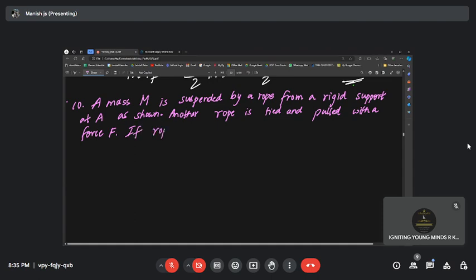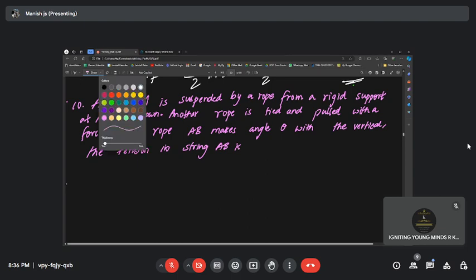If rope AB makes an angle theta with the vertical, then what is the tension in the string AB?